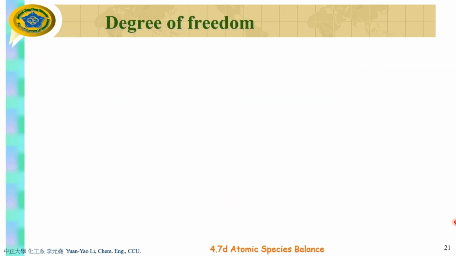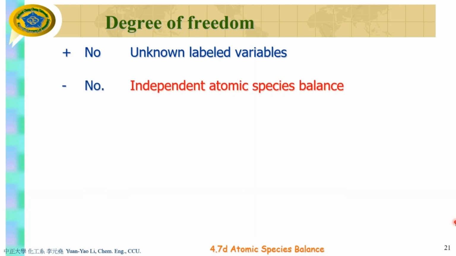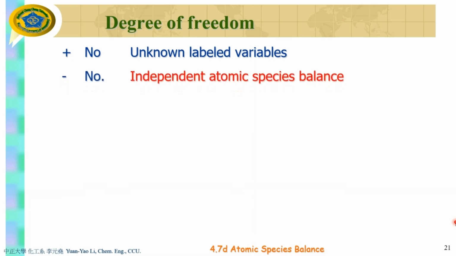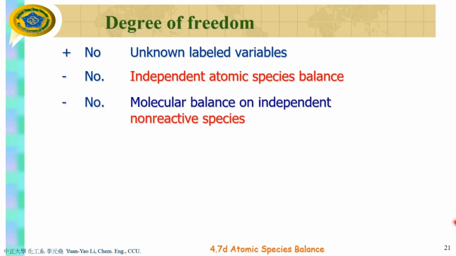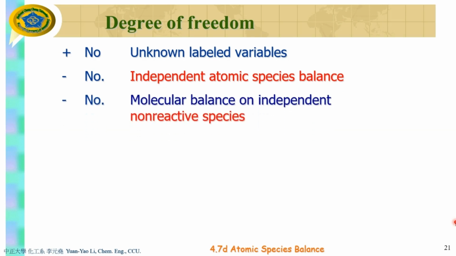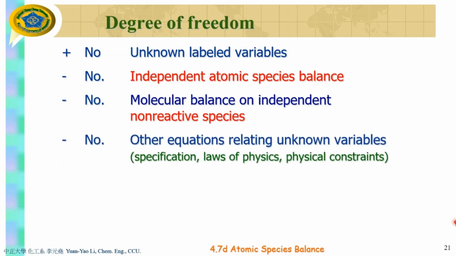So how can we do a degree of freedom analysis? First, the number of unknown labeled variables, and then minus the independent atomic species balances. And if there is a molecular balance and it doesn't involve chemical reactions, we use molecular balances on independent non-reactive species, and minus other equations related to unknown variables.